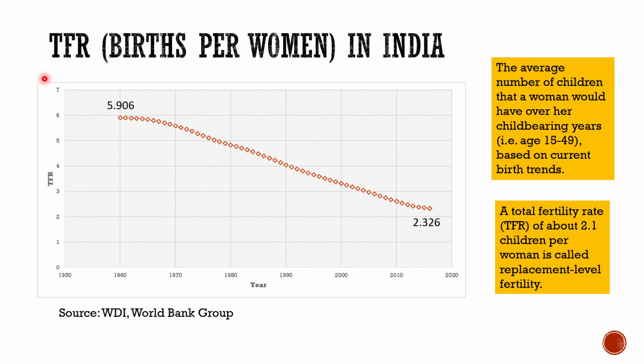Now talking about total fertility rate. What total fertility rate is all about is the number of children that a woman would have over her childbearing years. The childbearing years are considered as 15 to 49. And total fertility rates, as we can see, was approximately 6 children per woman in 1960, and it has decreased to 2.3 children per woman in 2017. But even today, we are very far from the 2.1 TFR of replacement level. Why we are calling it replacement level is only because two parents will have two children, and they are actually replacing them. So that is why it is called replacement level.